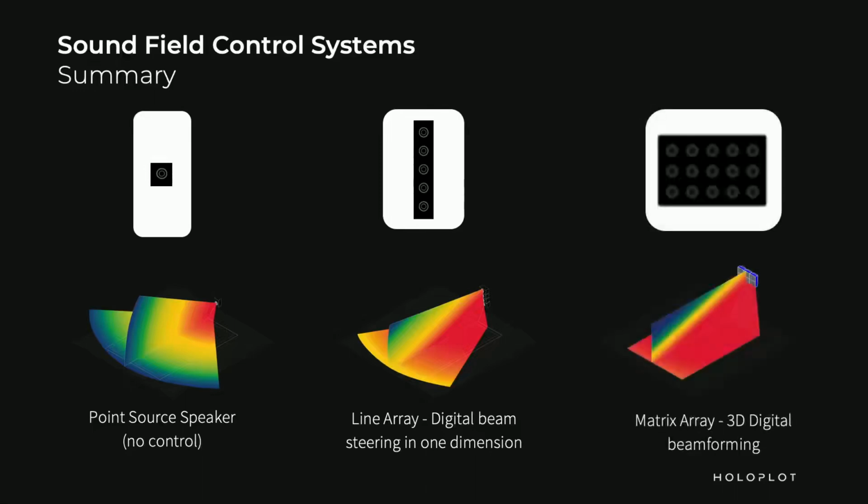And finally, many loudspeakers can be stacked not only vertically, but also horizontally, resulting in what is also called a matrix array. Matrix arrays benefit from sound field control in the horizontal and vertical axis independently, resulting in full 3D control of the beam in all directions. Holoplot could be a unique example of a 3D sound field control system.